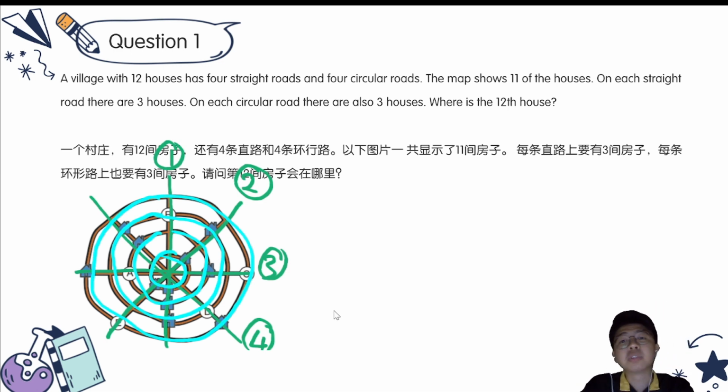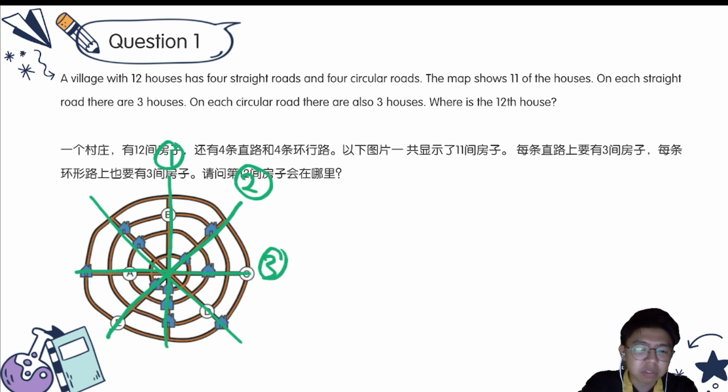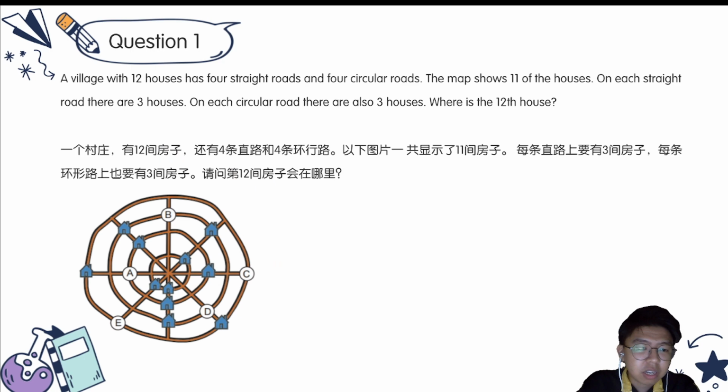Alright, so the question here is asking, where is the 12th house? So we need to figure out where the 12th house is. As you can see, there are quite many options here. Either it's A, B, C, D, or E. So we have to figure it out. So we can see it one by one, right?